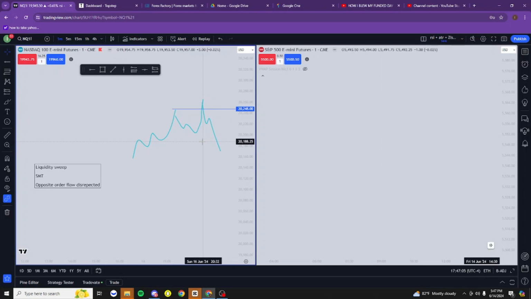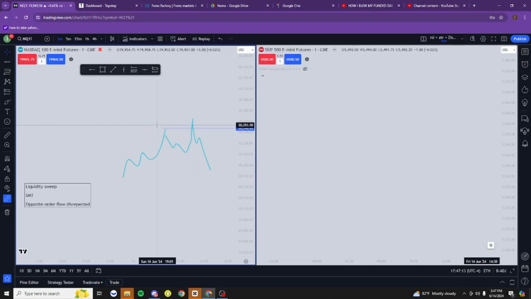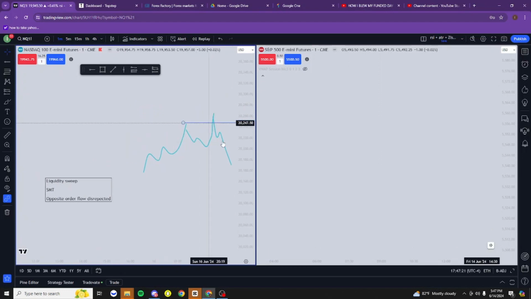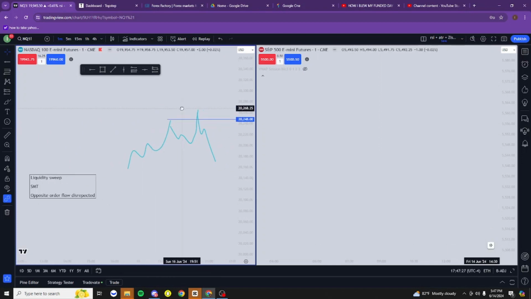Something being liquid means it's easy to move, like cash. It's an easy asset to move. If there are fewer people in the market, it's going to be easier for the bigger buyers, the people with the most money, to move price wherever they want. If they want to move price lower, 99% of the time, they have to sweep a high. They have to sweep liquidity.